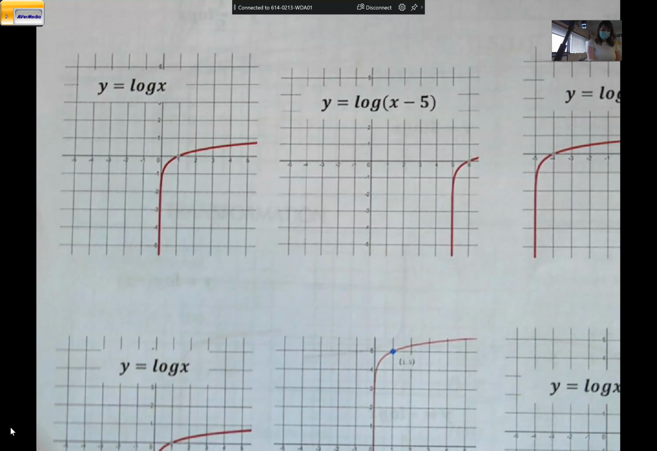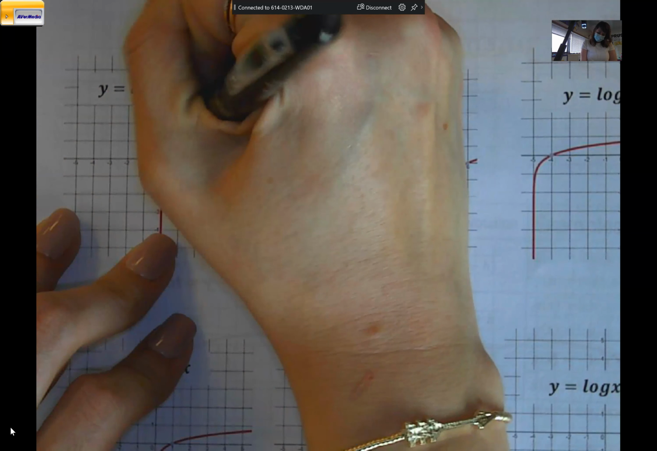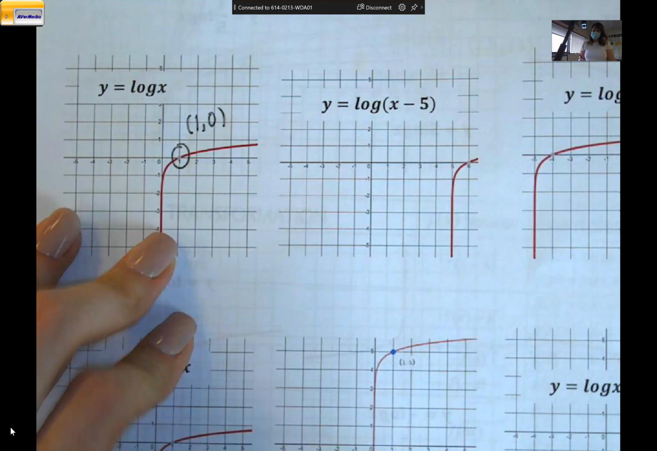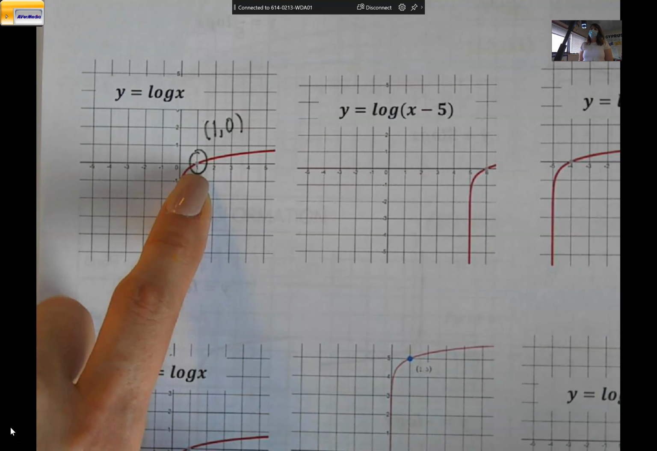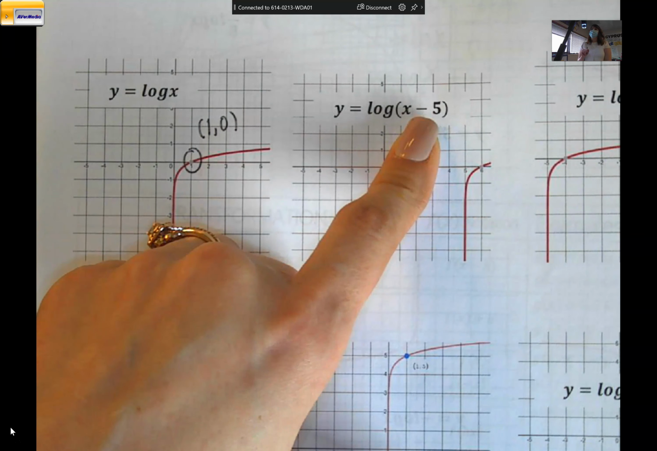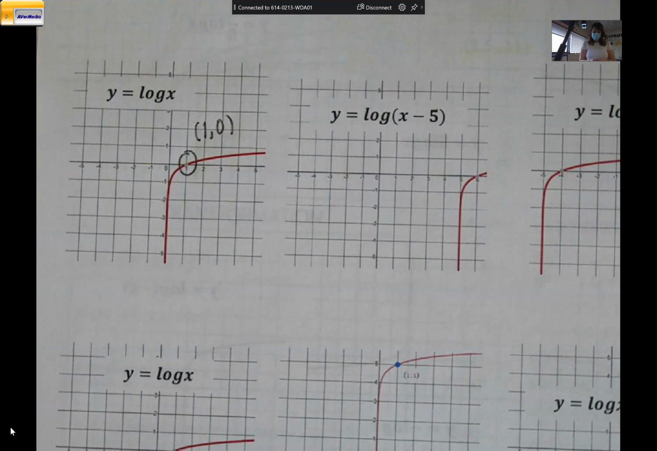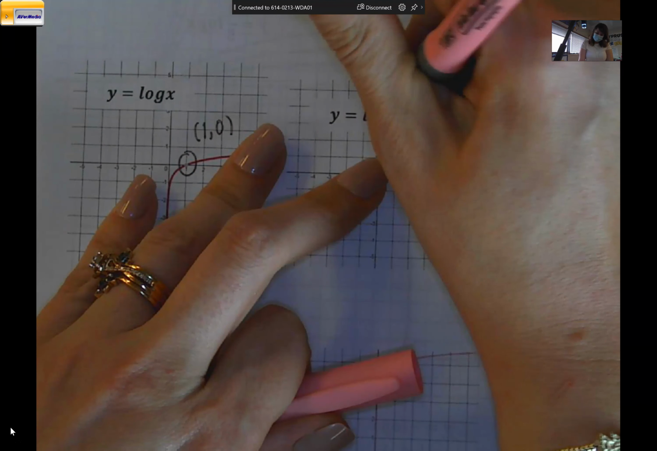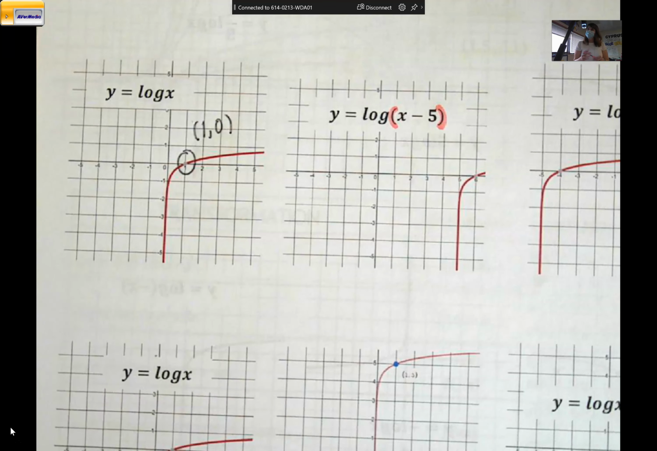And one thing to notice here is that this point is (1, 0). So on our parent function, we have an x-intercept of (1, 0). What we're comparing that to is x minus 5. But notice the 5 is trapped in there with the x. So these parentheses tell us that it's trapped in there with the x.